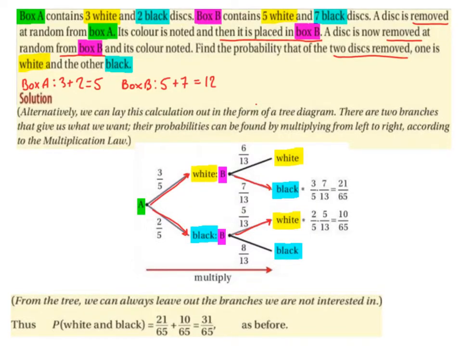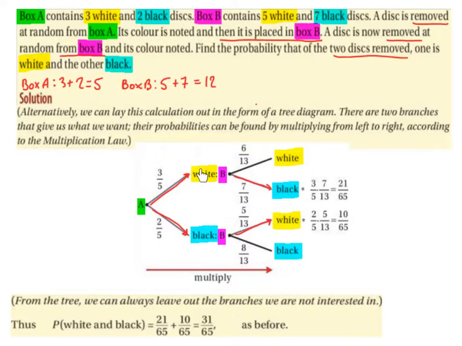be black. So the probability that you choose a white disc from box A is 3 over 5, because remember there's 3 white discs out of a total of 5. And the probability of choosing a black disc from box A is 2 over 5, because there's 2 black discs, again out of a total of 5 discs.